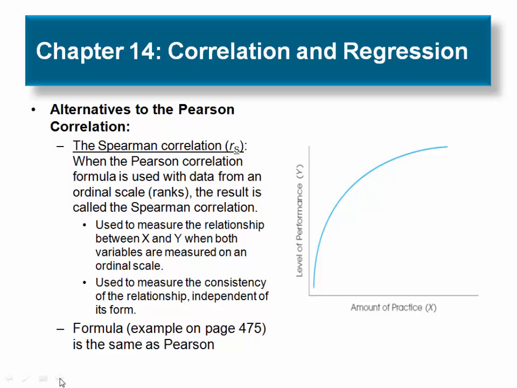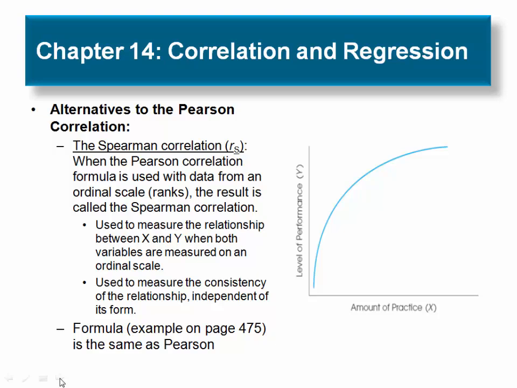The graph on the slide is taken from figure 14.11, shown on page 473 in your text, and shows the typical relationship between practice and performance. For nearly any skill, increasing amounts of practice tend to be associated with improvements in performance. The more you practice, the better you get. However, it is not a straight line relationship.